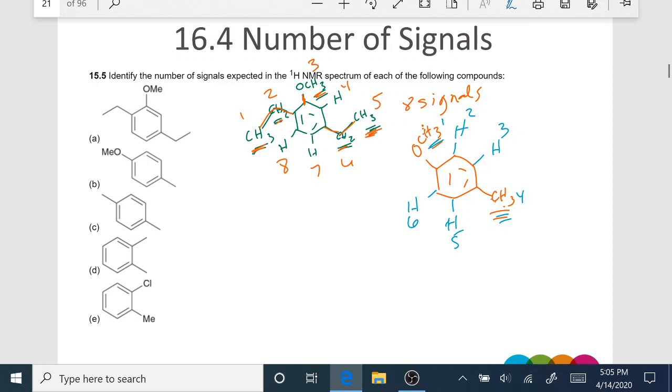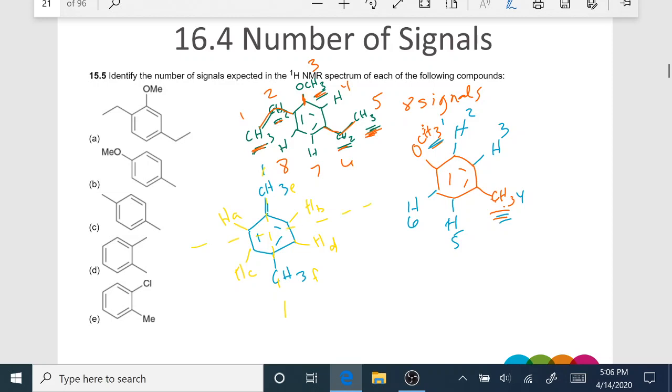Let's move on to C. Now C, notice, has a lot of symmetry, rotational symmetry and reflectional symmetry. If I have a rotational axis right there, then that makes HA and HB equivalent to each other. And also HC and HD would be equivalent to each other. And of course, if I call this one E and this one F, all of E are equivalent to themselves and all of F are equivalent to themselves.